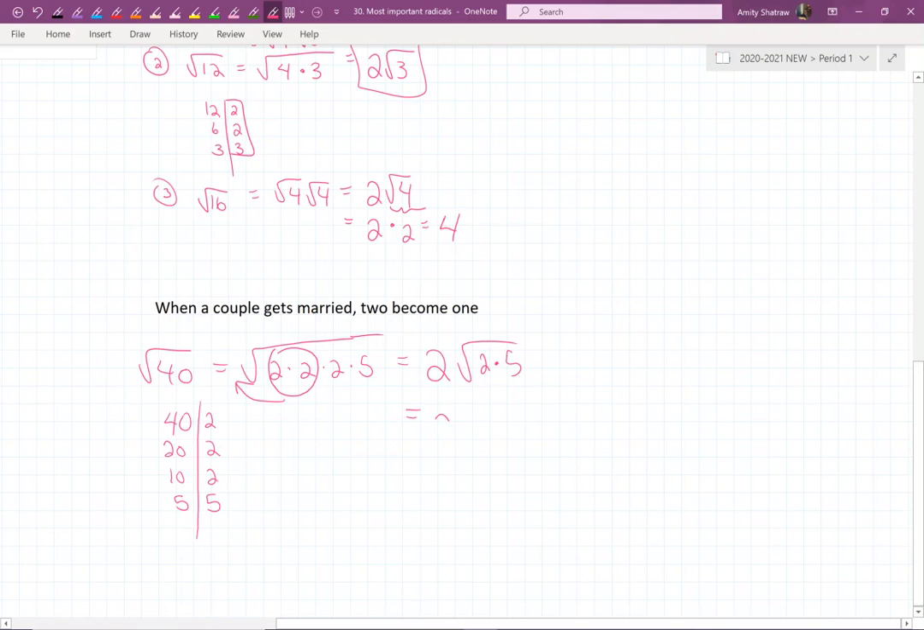But that's not my final answer. I will actually multiply them back together. That way it looks, I think, a little bit better. 2 times the square root, ready, of 10.